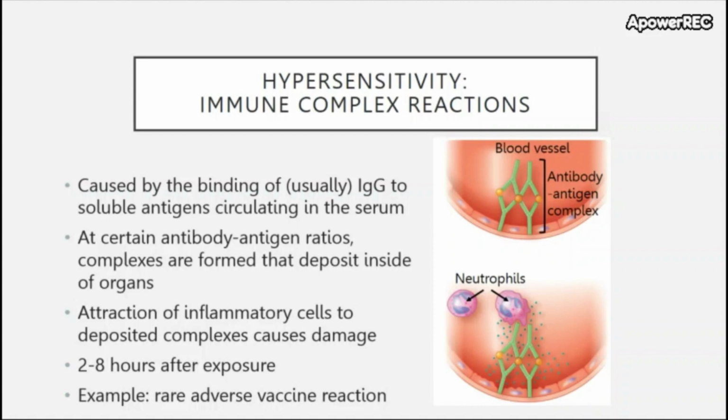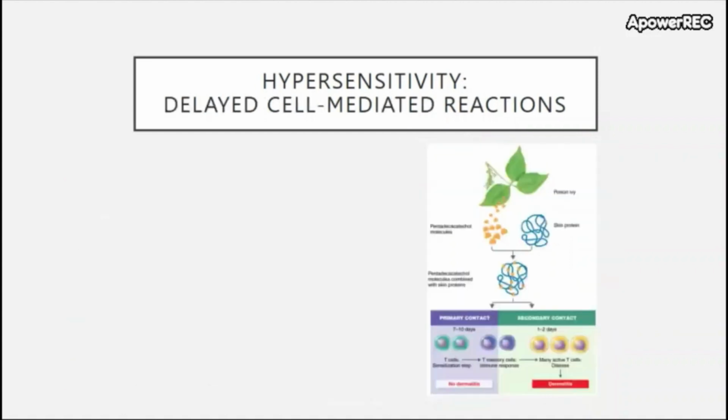In the figure to the right, you can see that you have the antibodies, which are the little Y's, forming with the antigens, and the complex is created, and then below you see that it recruits neutrophils, and the neutrophils cause damage to the area. Okay, so the last type are type 4 delayed cell-mediated reactions. So the key here is they're cell-mediated reactions, and they're delayed.